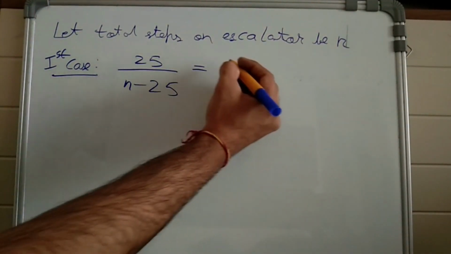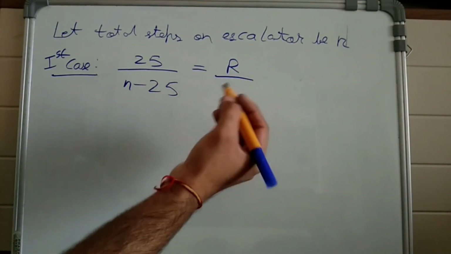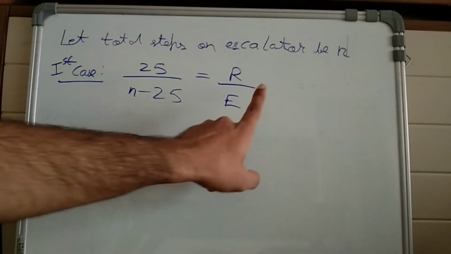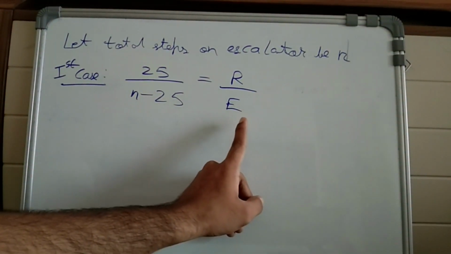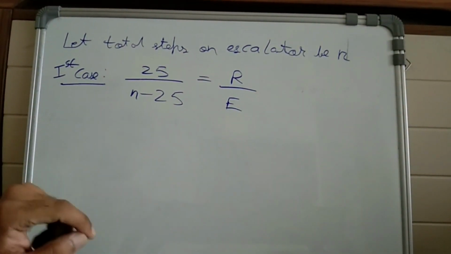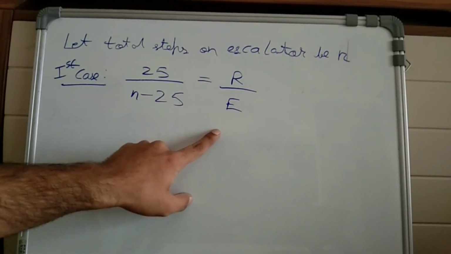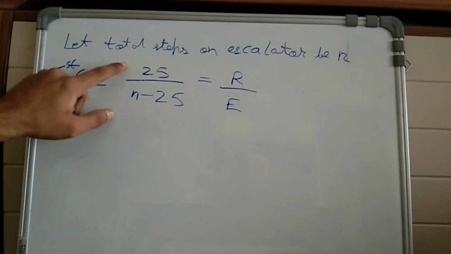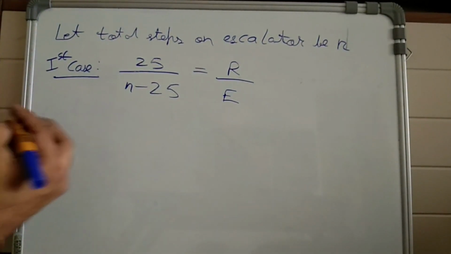We equate this ratio to the speed. Let the speed of Raj be r and the speed of escalator be e. So what I have done is equating the ratio. This is the ratio of speeds and this is the ratio of the steps. Okay, and now the second case.